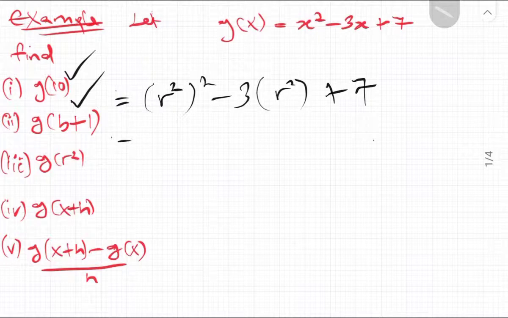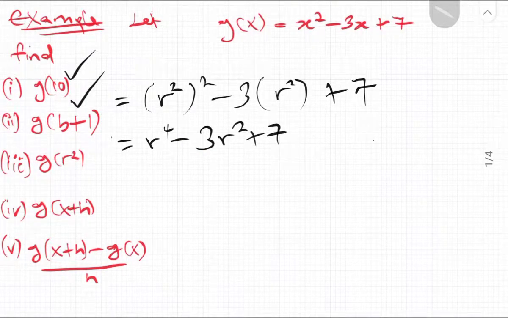r squared. Now using the index law, we are going to multiply the powers. 2 times 2, which is 4. The index law. So we have r raised to power 4 minus 3 times r squared, which is just 3r squared, plus 7. So for an input of r squared, we have an output of r to the 4th power minus 3r squared plus 7. Alright, so we've evaluated number 3.